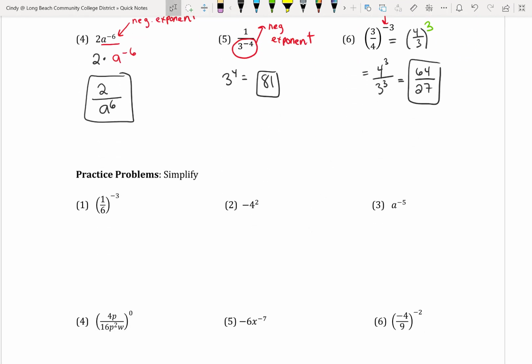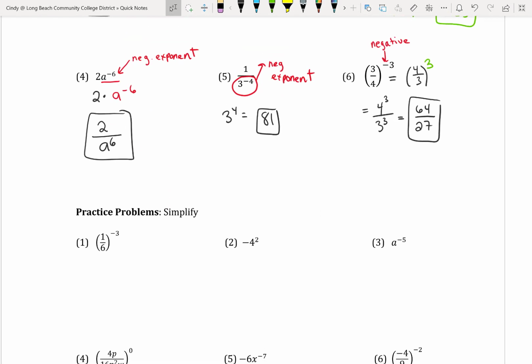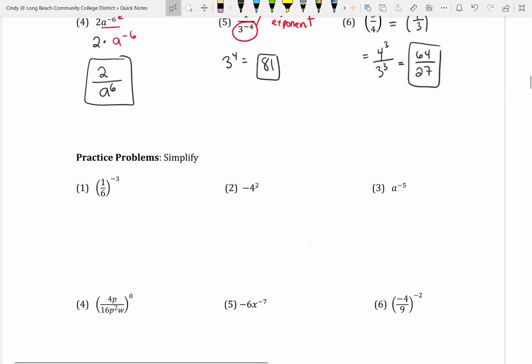Down below we have some practice problems. Again, you can either try these out on your own. You're also going to have plenty on your homework as well. So I'm not going to stress about the practice problems. They're for you to try anyways.